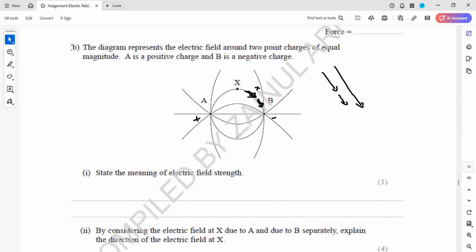But specifically at the midpoint X, because the field lines are curved, from A to X it was a line like this, and from X to B the line like this. So when we combine them from A to X and from X to B, we got a straight line. So the resultant is from A to B.